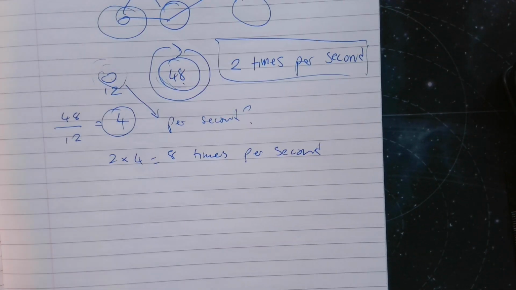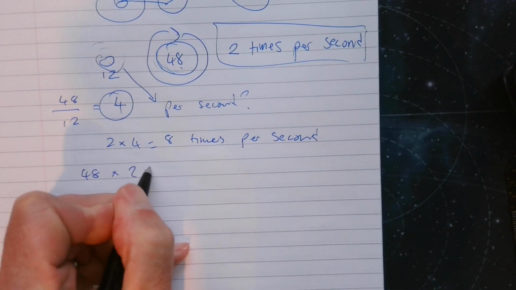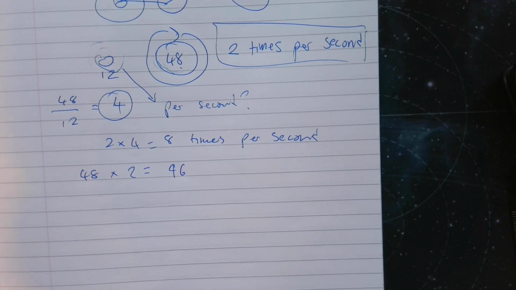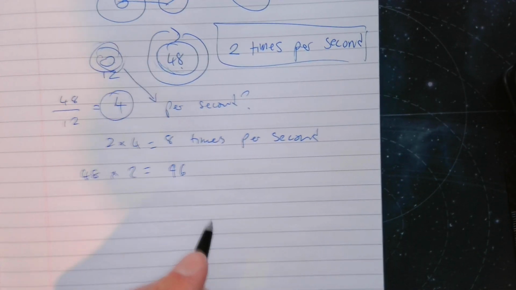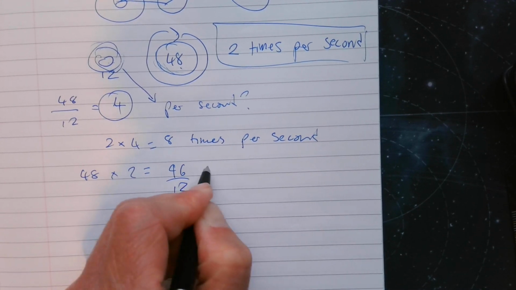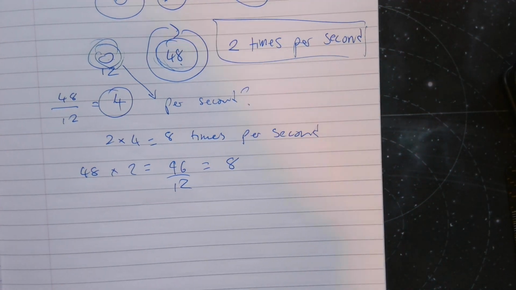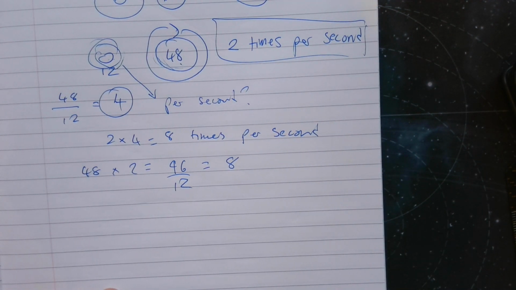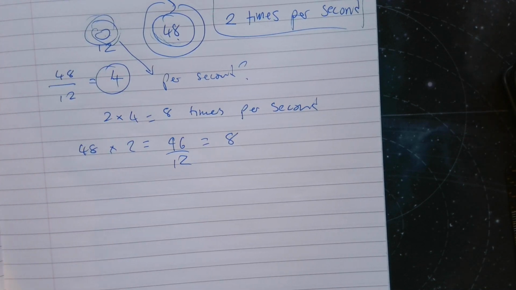Just to show you another way, if we did the 48 times 2, because it's going around twice per second, that would give us 96, and therefore 96 teeth would have to pass through each second. So let's do 96 divided by 12, and that will also give us 8. So there are different ways that you can puzzle that one out. Generally, students do well on doing that, so long as they've had a bit of practice.